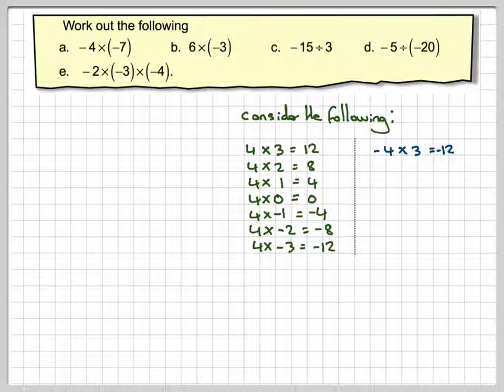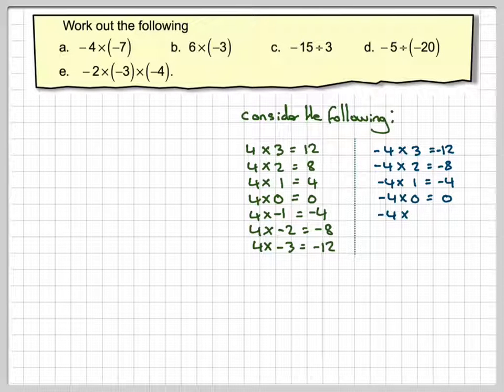Similarly, if we're doing negative numbers, -4 times 3 is -12, -4 times 2 is -8, -4 times 1 is -4, -4 times 0 is 0, -4 times -1 is going to be equal to 4. Continuing the pattern, so these are going down and these are actually still going up. -4 times -2 is 8, -4 times -3 is equal to 12.